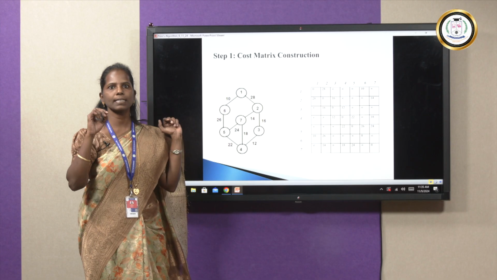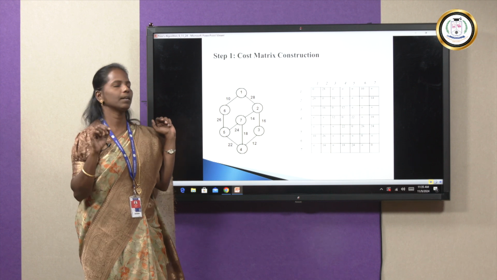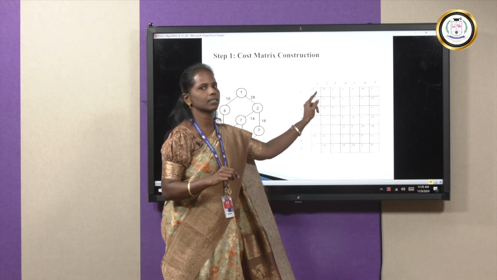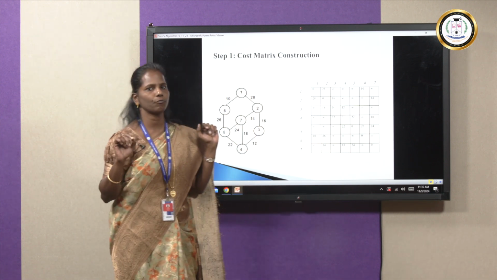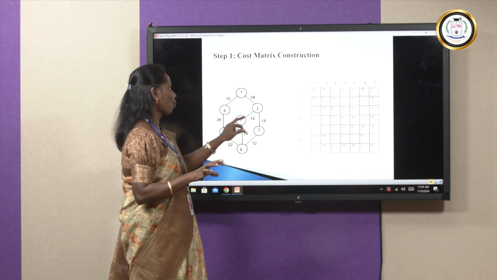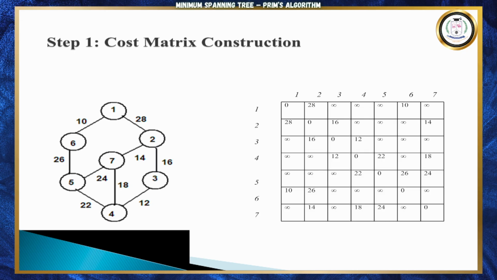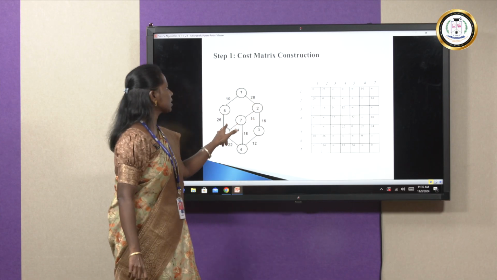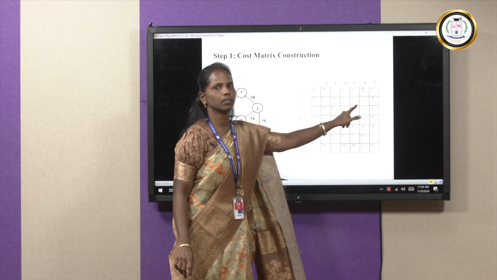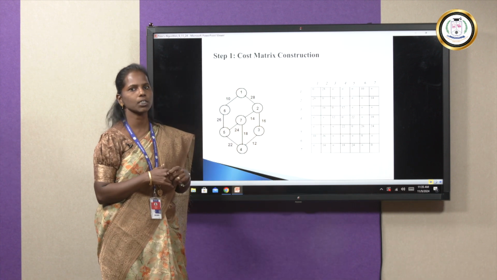So if the node has a direct connection, put the entry in the cost matrix. If not, the entry will be infinite. Same procedure for node 2. The second row represents node 2. Node 2 has a direct connection with 1, with 3, and with 7. From 2 to 1 the cost is 28, from 2 to 3 the cost is 16, and from 2 to 7 the cost is 14. That entry we are filling in the cost matrix.